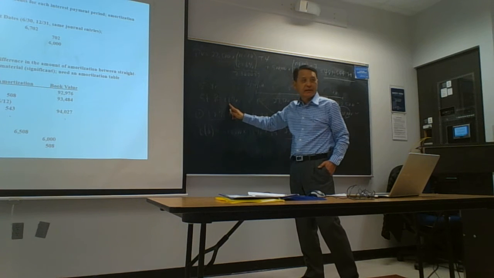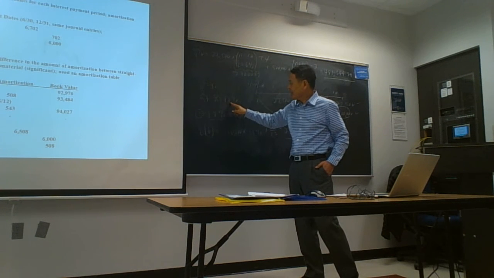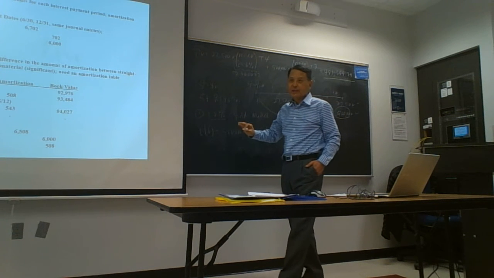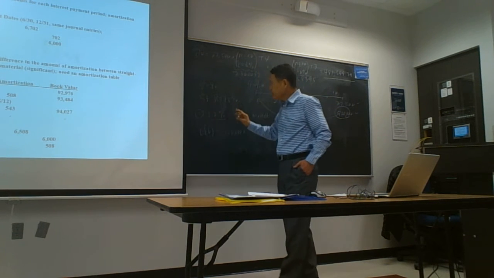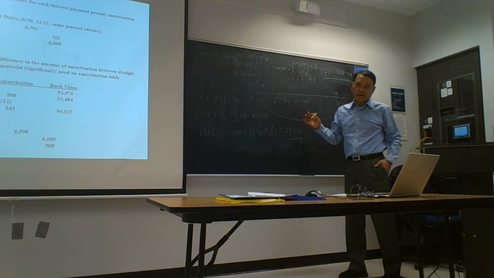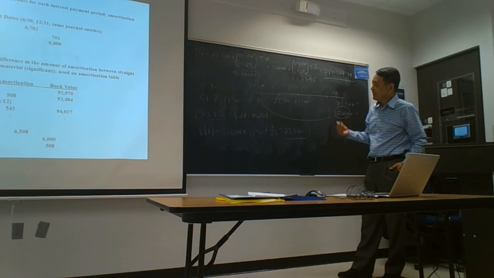Steady rate? Because the stated rate is less than the market rate. Yeah, the stated rate is lower than the market rate. So bondholders are not happy with this low stated rate, so these bonds are selling at a price lower than maturity value.